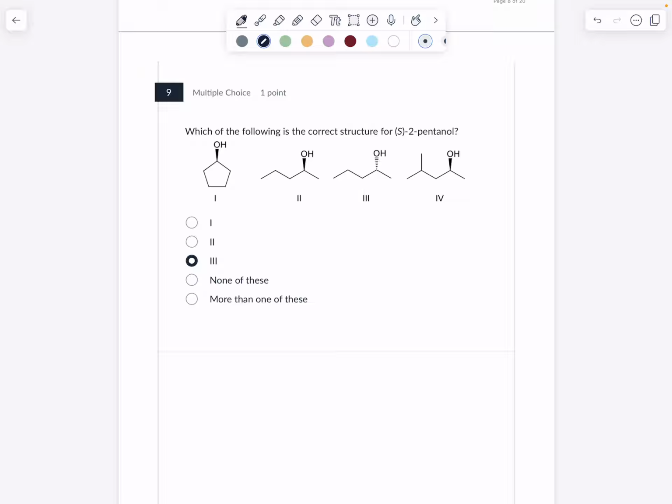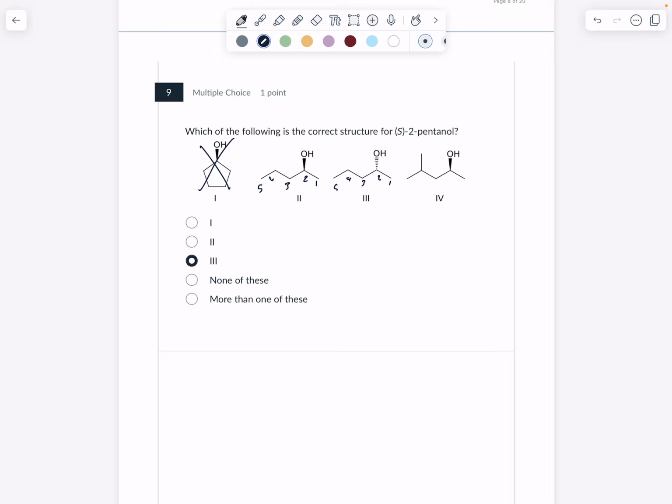Okay, so first I'm just going to make sure these are all 2-pentanol. This first one is cyclopentane, so cyclopentanol, so that one's not right. 1, 2, 3, 4, 5, 1, 2, 3, 4, 5. Both of those have 5 carbons, and the alcohol, I should have numbered from that side, is on the second position. So both of these look like 2-pentanol to me, but we don't know if they're R or S.